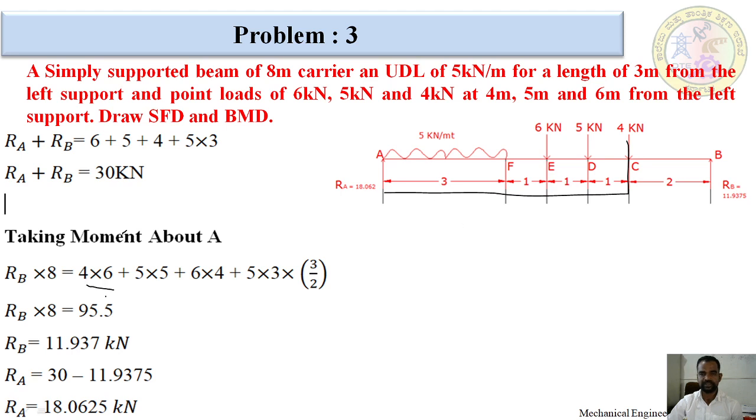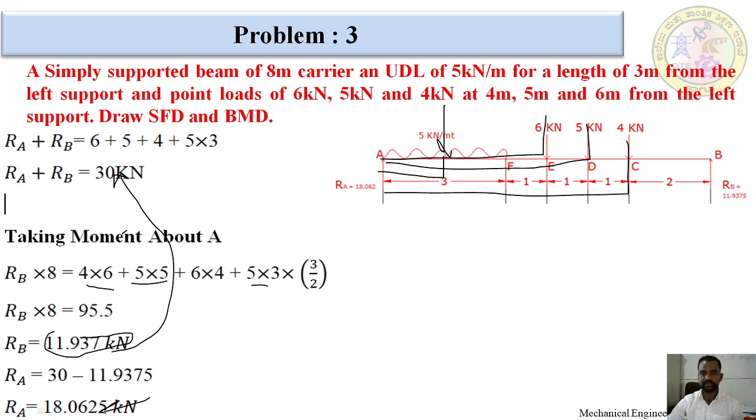Load is 4, so 4 into 3 plus 3 is equal to 6. Plus 5 into this distance, 5 into 5. Next 4 into this distance, 6 into 4. After that, this is the UDL; how do we convert it? 5 into 3, point load we have converted, and half of this part is 3 by 2, so 5 into 3 into 3 by 2. After calculating this, the RB value we got is 11.937 kilonewton. After calculating RB, put this value in equation number 1 and you will get RA value as 18.0625. This is how we calculate reactions RA and RB.